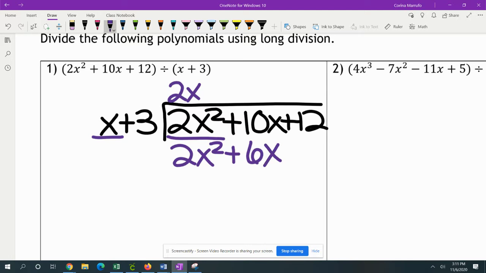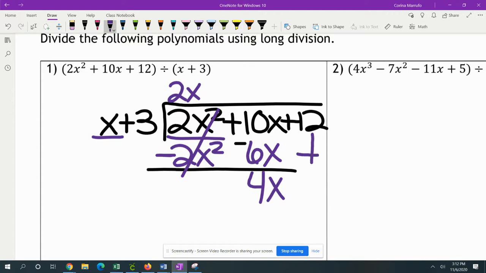Okay, then your next step is to go ahead and subtract. Not only do we have to subtract the 2x squared, but we also have to subtract the 6x. So instead of this being a plus, it needs to be a minus. Okay, so you change it over to a minus. That is the trickiest part of all of this, if you forget to put the minus. So we're going to go ahead and subtract. 2x squared minus 2x squared cancels out. 10x minus 6x gives us 4x. And just like we did on the other problem, we drop the next one. So the next one is 12, and then we start all over again.